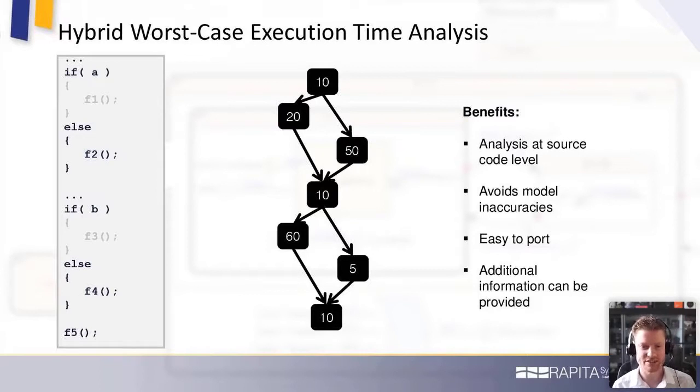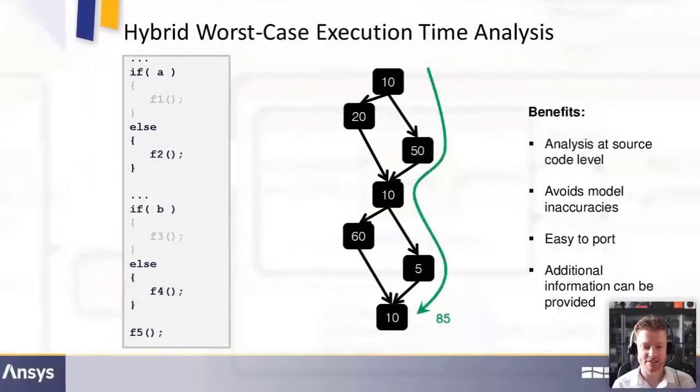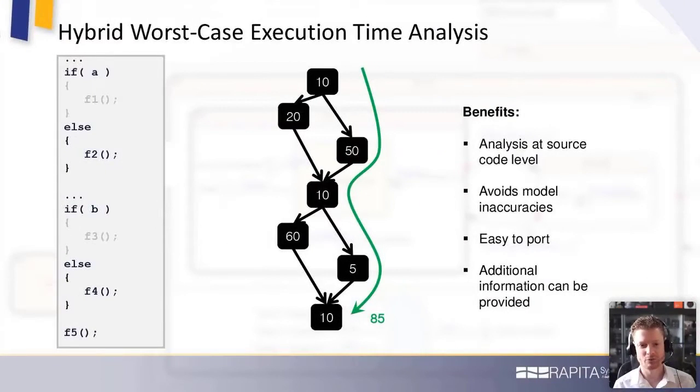50 microseconds, etc. So you can run a test vector against this code, and it could hit both of the true branches and give us an execution time observed externally at 85 microseconds. We could then run a different test vector that hits both of the false branches and gives us an overall execution time of 110 microseconds. Now, these two test vectors would give you 100% MCDC coverage.